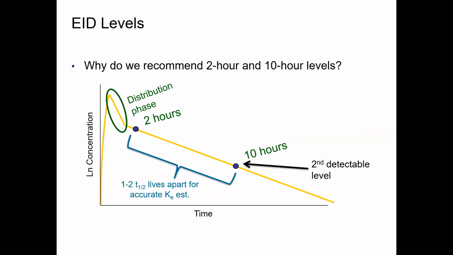So you can imagine if you got 2 levels really close together, perhaps your clearance might not be as accurate. You could have falsely steeper slopes or clearances or more shallow slopes or clearances, and it could give you false numbers in your KE, which is going to help you calculate your Cmax and your Cmin. So a 2 and 10-hour level is not a peak and a trough, and that's where we use pharmacokinetic calculations to kind of back calculate what that Cmax is and what that true Cmin is.